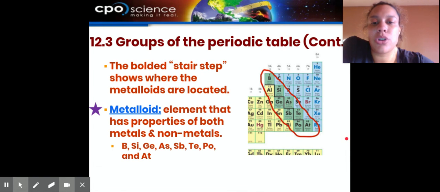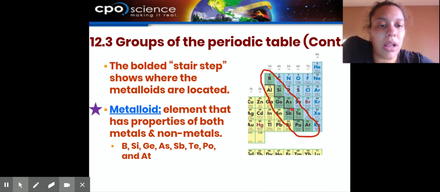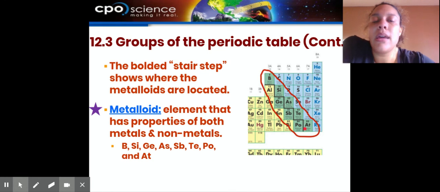One last feature is the bold stair-step group. So on every periodic table, you're going to notice this black line. They're not all color-coded, but you'll at least see this black line off towards the nonmetals over there. And these are called the metalloids. These are going to have properties of both metals and nonmetals. So they're there separating out our nonmetals from our metals.